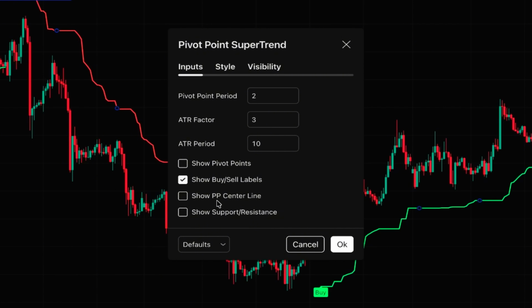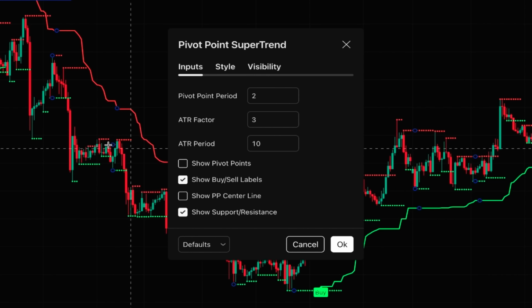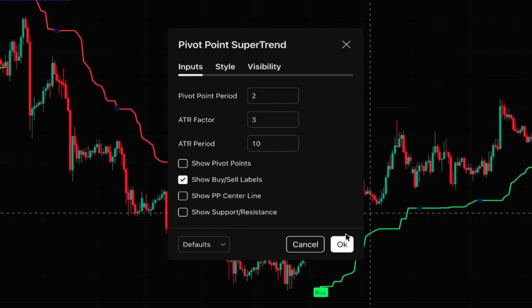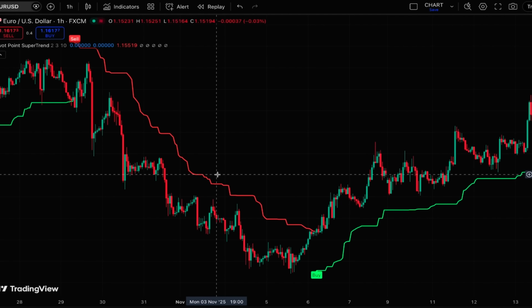This one will add a center line based on pivot points. And here, when you turn this on, levels of the price that can act as a potential support or resistance level will be added to the chart, and you can use them for trade entry, stop loss, and setting your profit target. Alright, now let me teach you how you can trade based on this indicator.